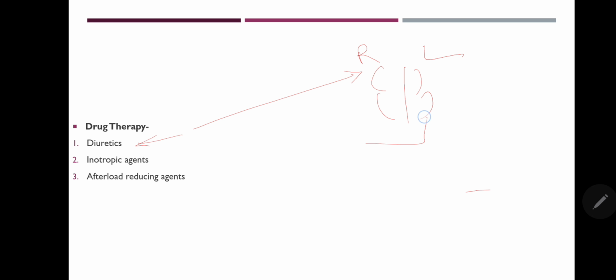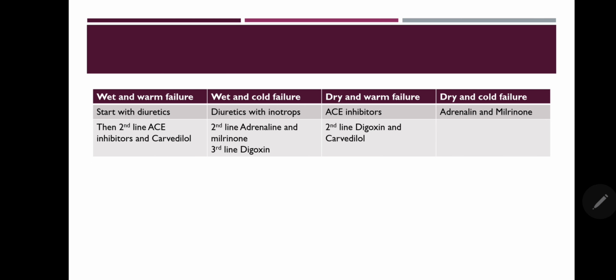Inotrope is the treatment for left heart failure and also increases the cardiac contractility. Afterload reducing agent is mainly used where there is decreasing afterload, this means the vasodilator or the arterial dilator. When the patient presents with wet and warm failure, that means right heart failure, so we start with diuretics.